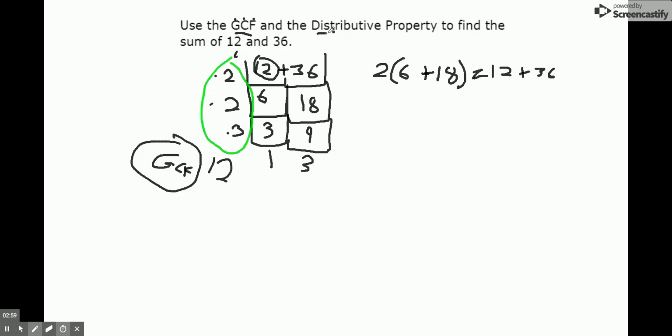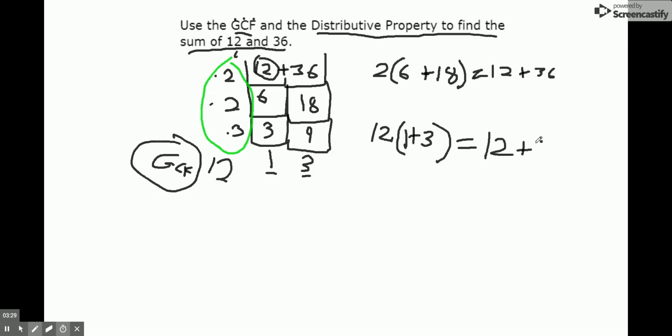But it says, and the distributive property to find the sum of 12 and 36. So in this case, we go ahead and we say, okay, 12. So 12 becomes the number that I'm going to multiply and distribute across these two addends. 12 times 1 plus 3. And that's going to equal 12 times 12 and 36. So instead of doing 12 plus 36, I could do it this way. Or when we get to actual expressions with algebraic symbols in them, we can use this method too.